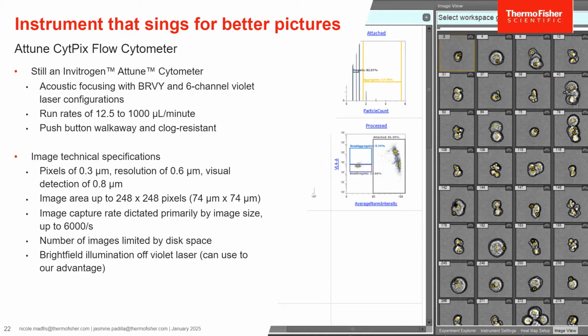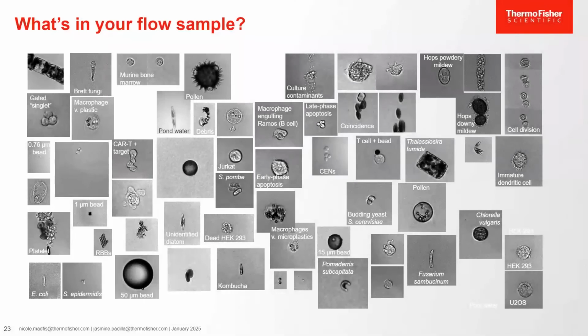It simply excels at taking high-quality, bright field images, up to 6,000 images per second, with a visual detection down to 0.8 micron. This is a sampling of the many events we have imaged on the CytPix. Acoustic focusing and positive displacement technologies allow users to obtain high-resolution data, including images, while reducing clogs, so that we're able to image events that we wouldn't dare put through most instruments. With this in mind, the CytPix is amenable to many applications.